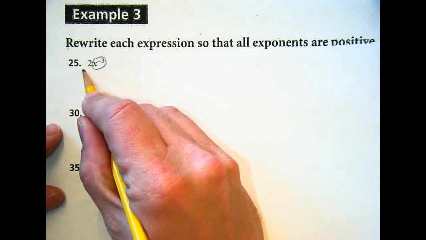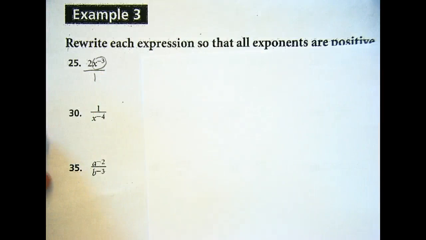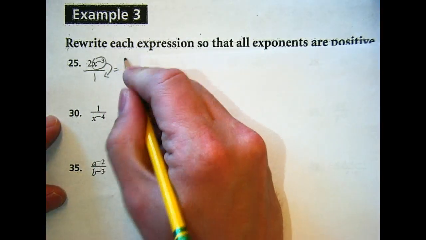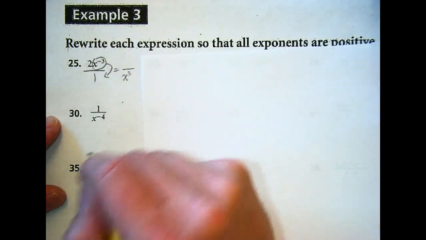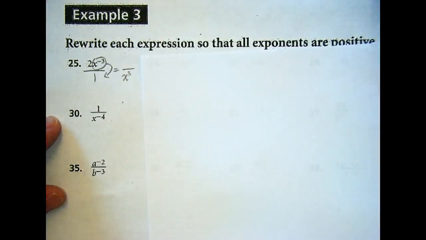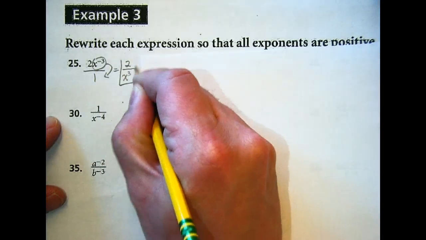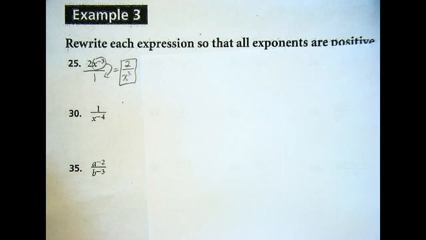Okay, so in this case, this is all over 1. Part of it moves, just this part. When I move it, that now becomes x cubed on the bottom. The negative sign disappears because you changed the levels. And 2 on top. Now you've rewritten that expression so that all exponents are positive.